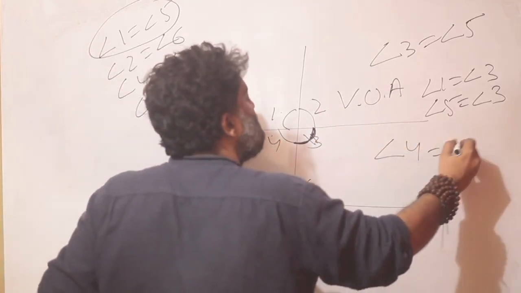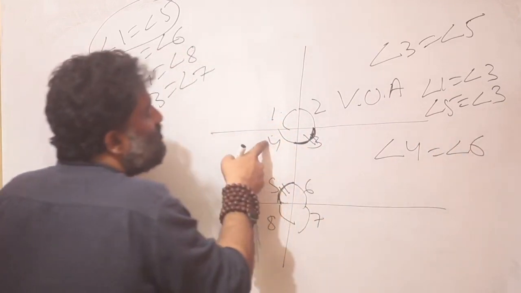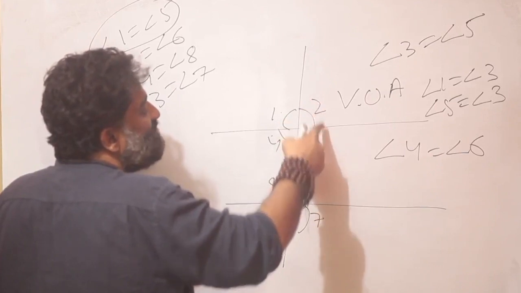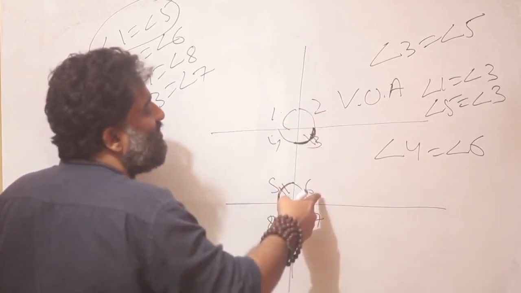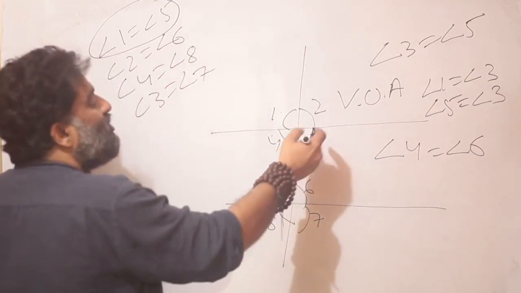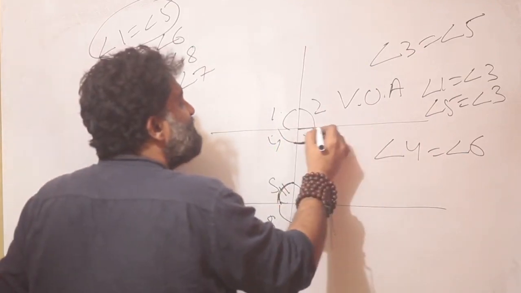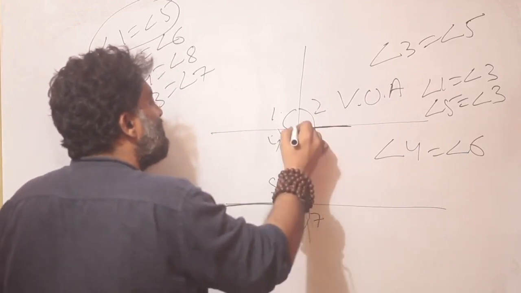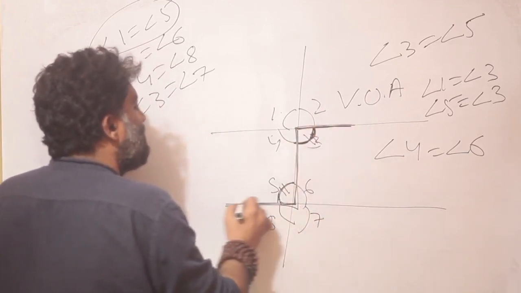Angle 4 is equal to angle 6. Do prove it for yourself. Angle 4 is equal to angle 2. Angle 2 is equal to angle 6 because they are corresponding angles, and therefore angle 4 is equal to angle 6. So the alternate interior angle, and remember this shape because this shape will come in handy in a lot of problem solving, the Z shape.